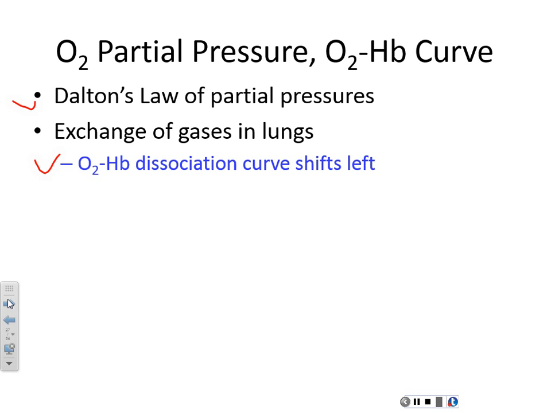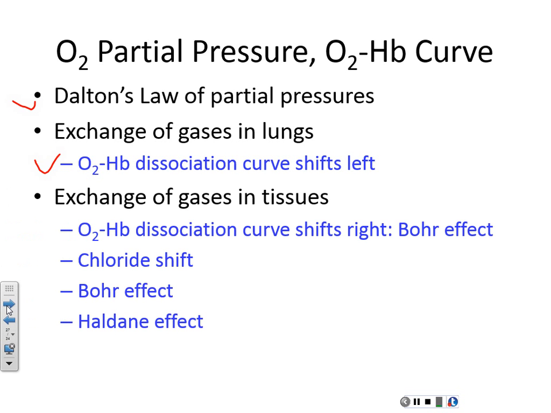And then of course the exchange of gases in the lung, the oxygen-hemoglobin dissociation curve. It shifts to the left in the lungs so that the hemoglobin takes in more oxygen, because there's more oxygen than carbon dioxide, and then in the tissue the opposite happens. It shifts to the right, and that's also called the Bohr effect. When you've got low pH, oxygen is readily given off by hemoglobin.